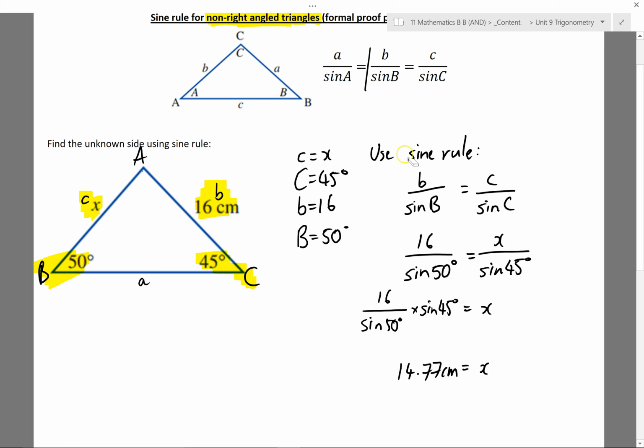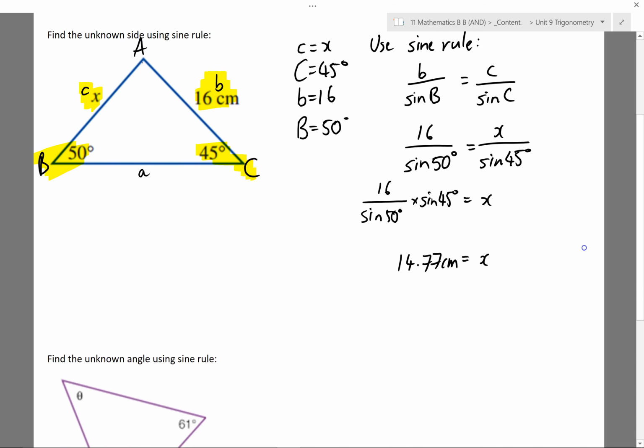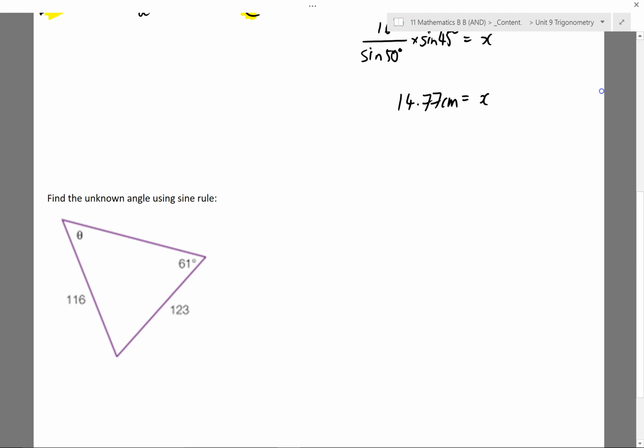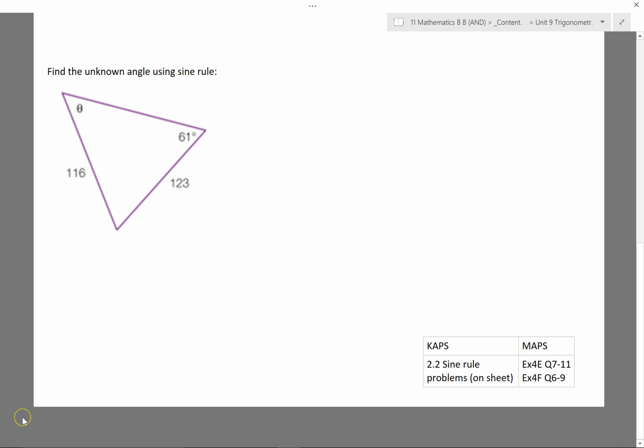We can also use sine rule to find unknown angles, like in this example here. I look at the triangle, I can't see any right angle identified, so that means I can't use sine, cosine or tan ratios. I'm going to need to use the sine rule. As in the previous example, I need to label my diagram. I'll make my unknown angle C, and then I can label the other sides however I want. Okay, angle A is 61, angle B, not sure what it is, and I can put the sides corresponding.